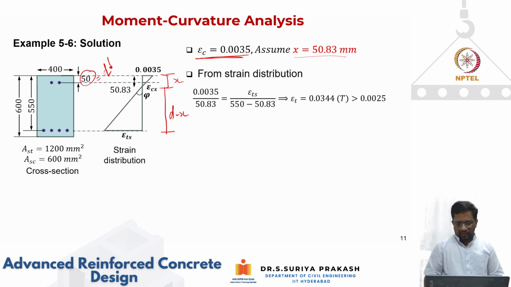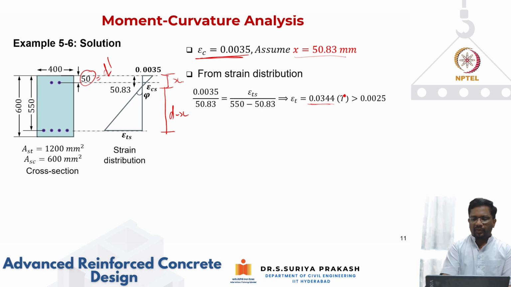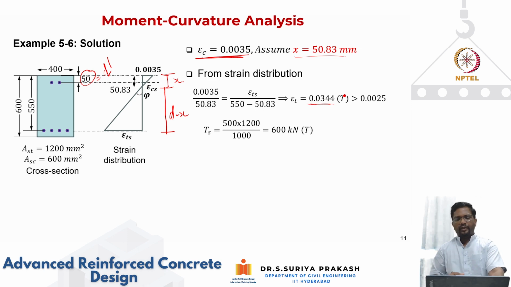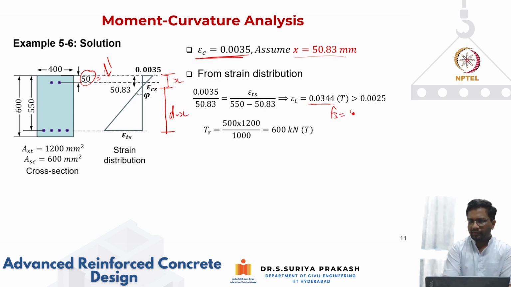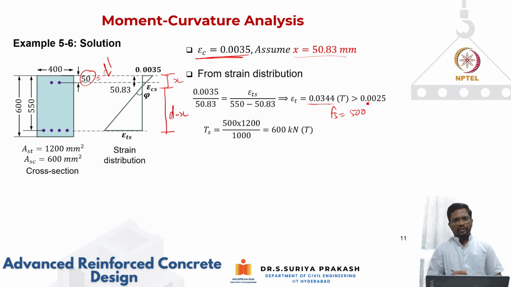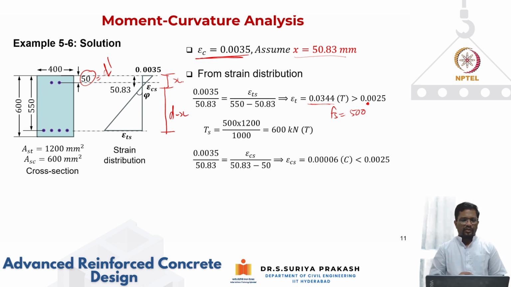Right. So from the similar triangle, we can get the strain of 0.0344. Now again, if you look at it, this is much higher than your yield strain of 0.0025. So the steel has actually yielded. So what is the tension force? That means my Fs in the steel is 500 megapascal. So the tension force from the steel is 500 multiplied by area, which is 1200 mm square. We divide by 1000, so you get tension force 600 kilonewton.